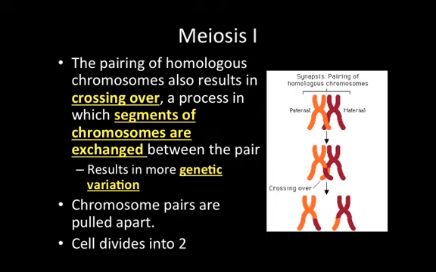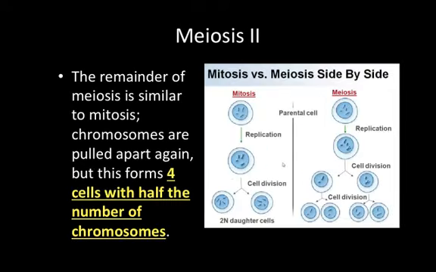At the end of the first part of meiosis, the chromosome pairs are pulled apart and the cell divides into 2. Like I said, very similar to mitosis, in that we will have anaphase, telophase, and cytokinesis after these chromosomes line up in metaphase. The remainder of meiosis is similar to mitosis. Chromosomes are pulled apart again, but this forms 4 cells with half the number of chromosomes.